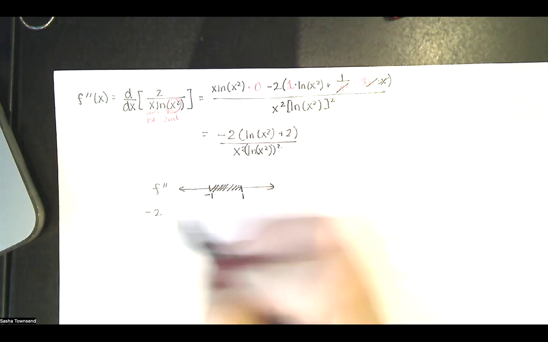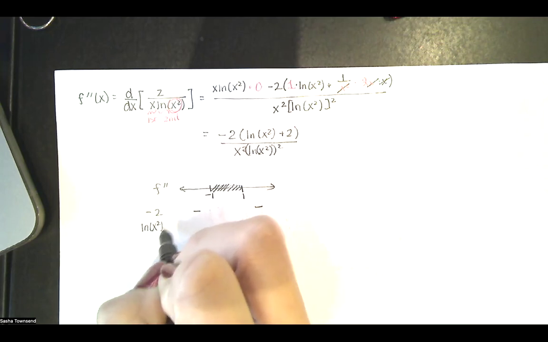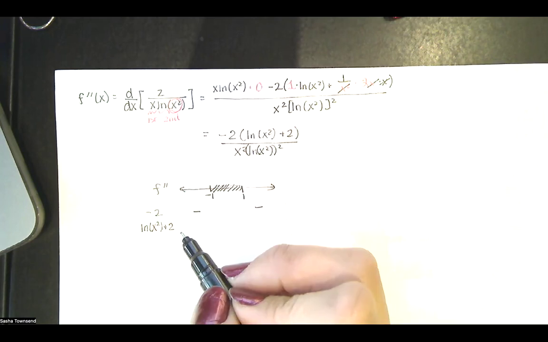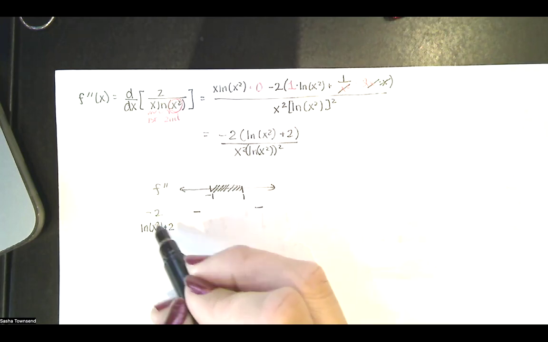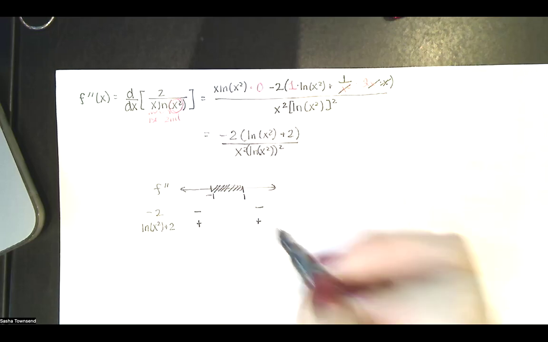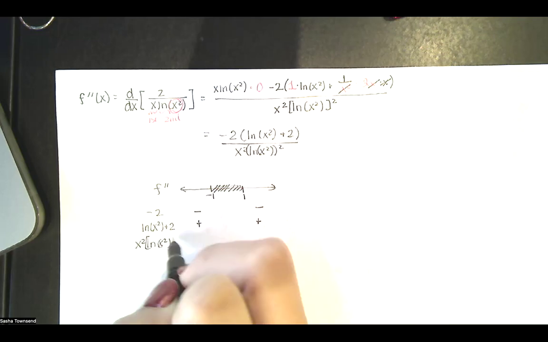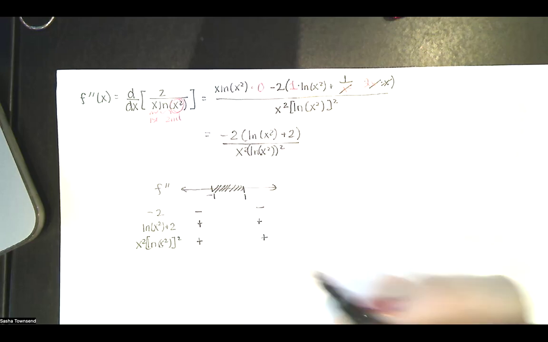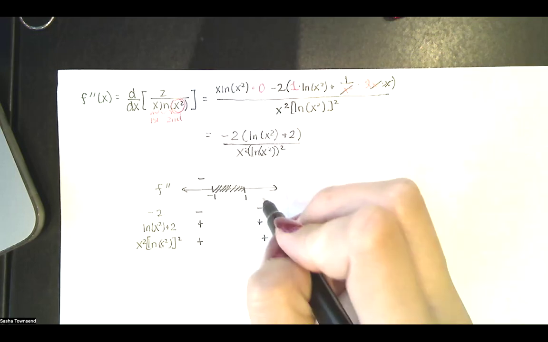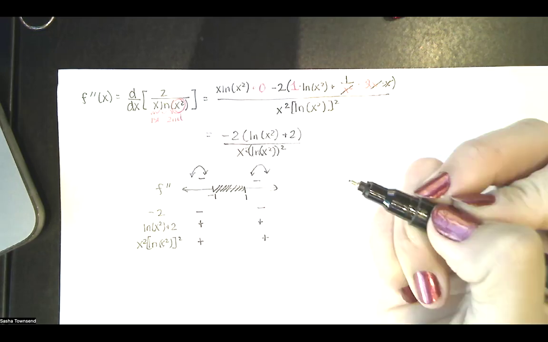We say f double prime is a -2, which is always negative, divided by this natural log of x squared plus 2. Now that could be negative sometimes, but we're not actually concerned about that because we know that natural log of x squared is positive on our domain. So it's a positive number plus 2 is going to be positive. And of course, that x squared times natural log of x squared squared, we squared everything, right? So that's going to be positive and a positive there. So this is a negative times a positive divided by a positive, which is negative. And we have the same sign on this interval. So the graph is concave down here and concave down here.